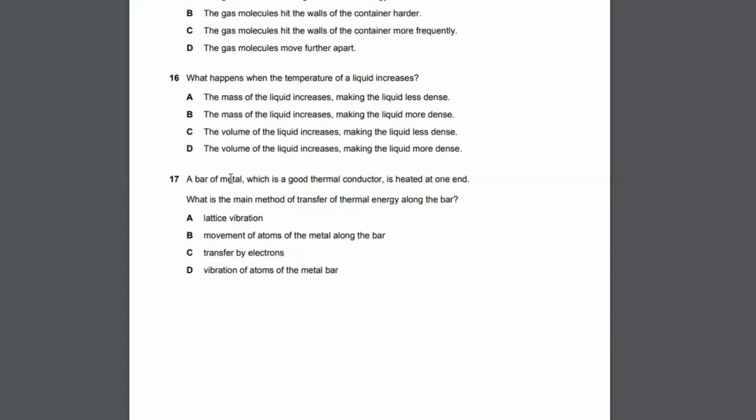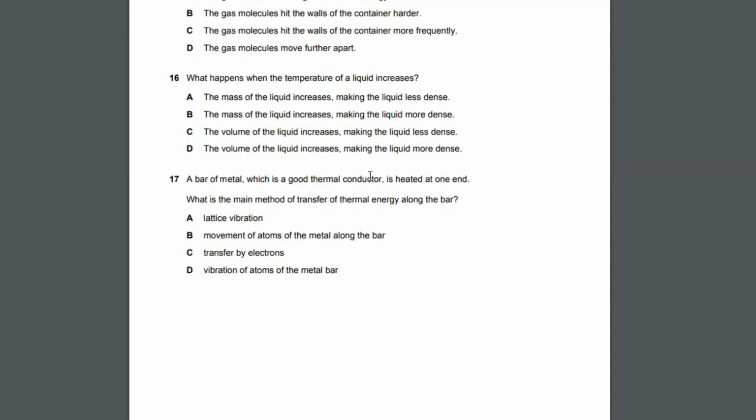Now, as it is metal, it has two forms of energy transfer. One could be lattice vibration, in which the lattice vibrates. The lattice is basically the arrangement of atoms. So the arrangement of atoms themselves will vibrate and pass on the energy to adjacent atoms. But that will take a longer time because it will have to transfer energy to each and every atom.